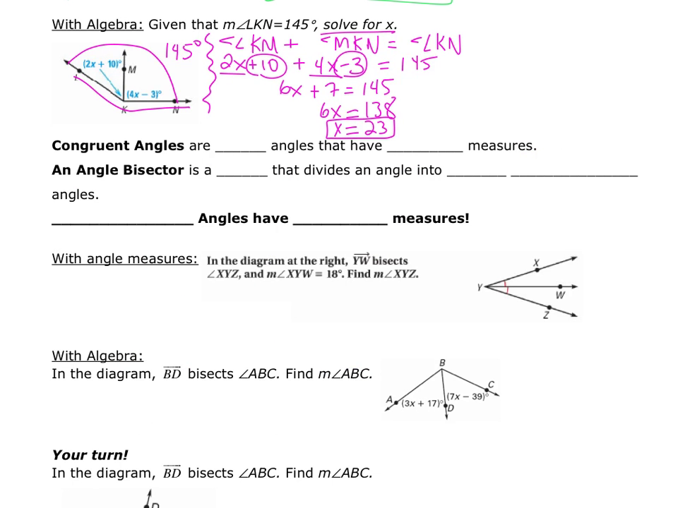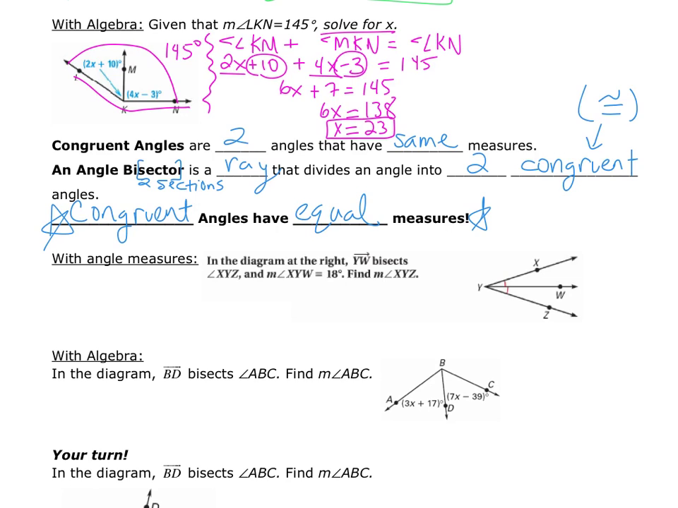We've seen the word congruent before. We know that congruent means that they have the same measure. So if we have congruent angles, that means that we have two angles that have the same measure. Now for an angle bisector, we know that bi means it connects it into two. So this means it bisects it, means that it cuts it into two pieces or two sections. So an angle bisector is a ray that divides an angle into two congruent angles. And instead of the word congruent, you can always put the symbol for congruent instead. So congruent angles have equal measures. So keep that in mind when you're solving these out.